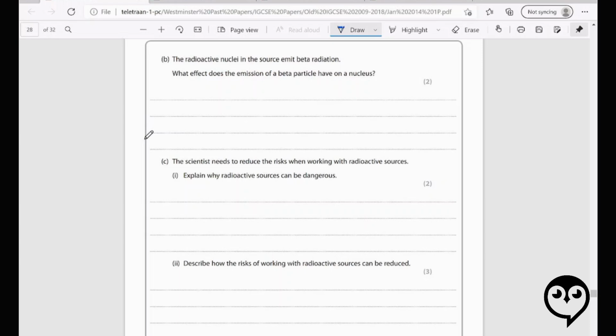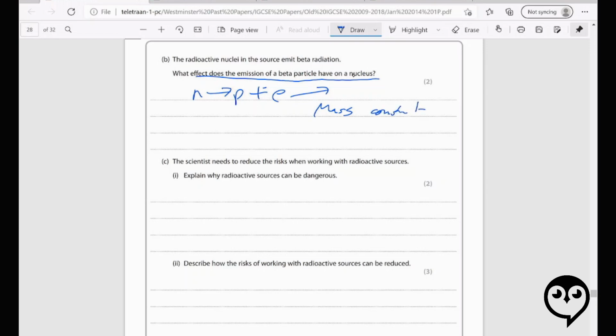The radioactive nucleus is a source of beta. What effect does the beta emission have on the nucleus? Well, we know a neutron is changed into a proton, and in order to get this beta particle, this electron, to be ejected, the mass number is constant, but we're actually going to create a new element, because we'll have a different number of protons. We'll have a proton number plus 1. I would say, we're going to gain a proton, new element.